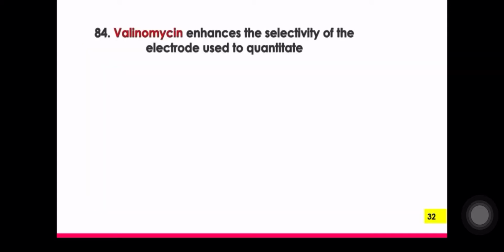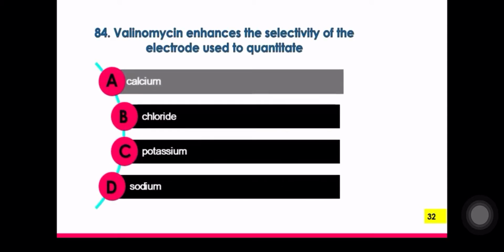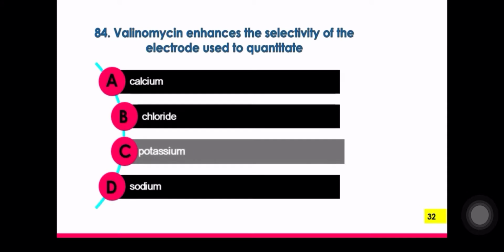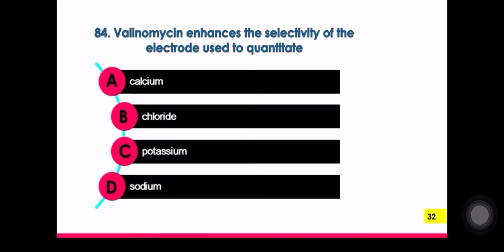Next, number 84, valinomycin enhances the selectivity of the electrode used to quantitate. Okay, is it letter A, anong incorporate sa electrode na to? Okay, is it calcium? Letter B, chloride. Letter C, potassium. Or letter D, sodium. 84, letter C, potassium po.